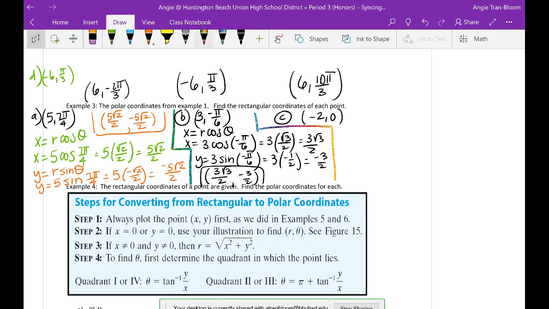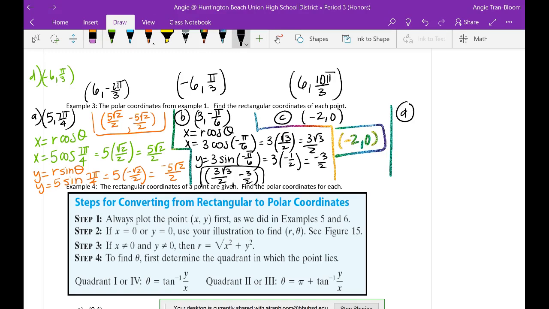All right, I'm going to leave D for you to try on your own. D was that point of negative 6 comma pi over 3. You and your team, work it out. I'm going to shuffle your cards. Once you have an answer, can you compare them with your peers?